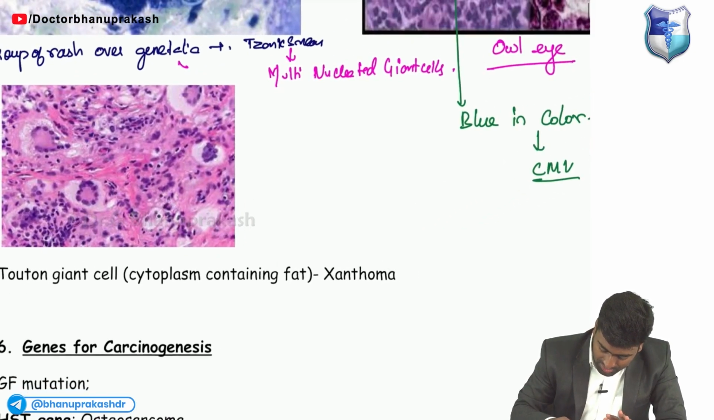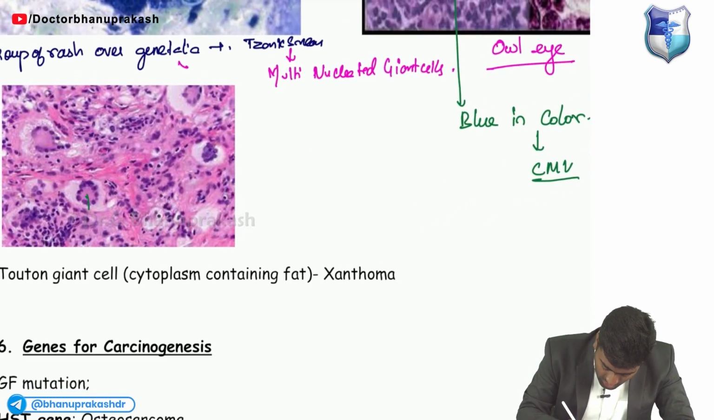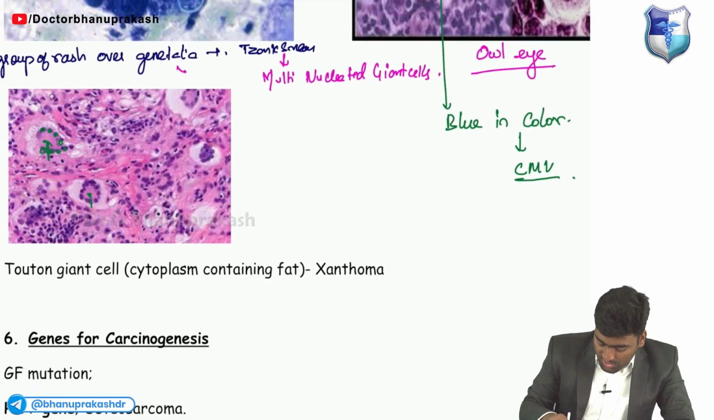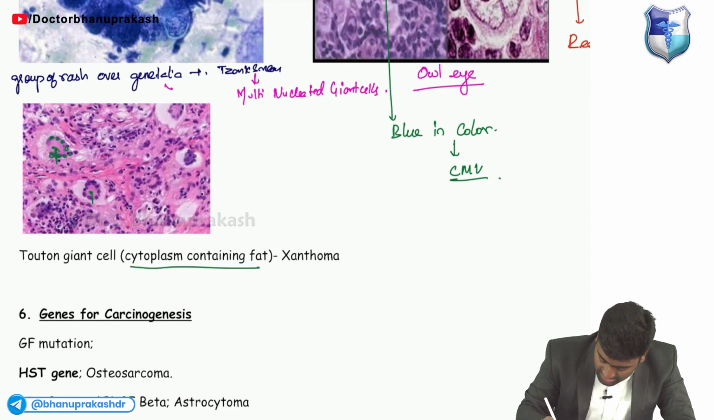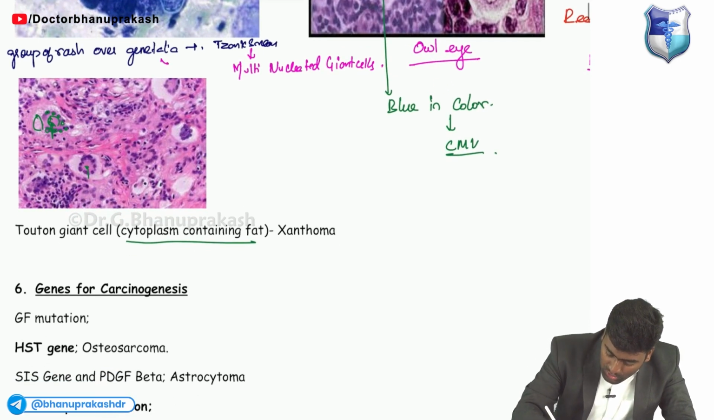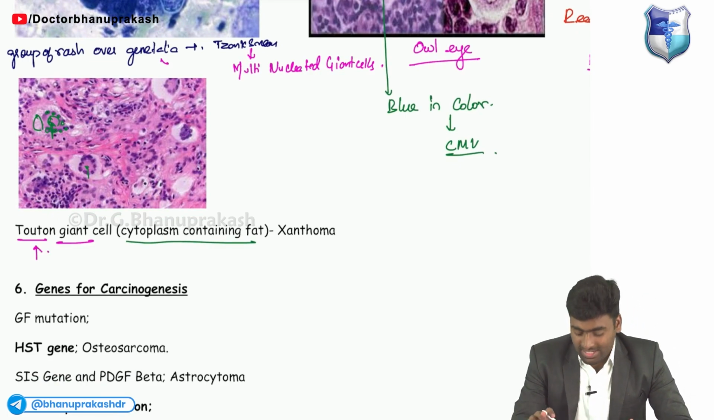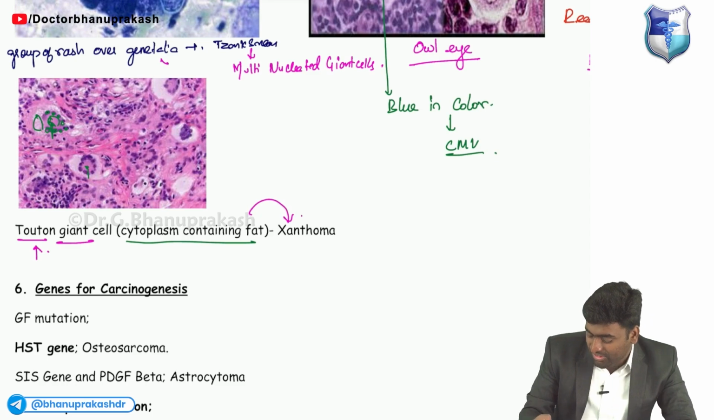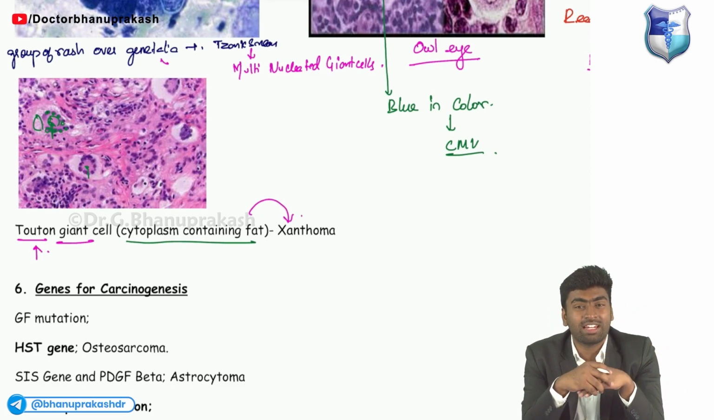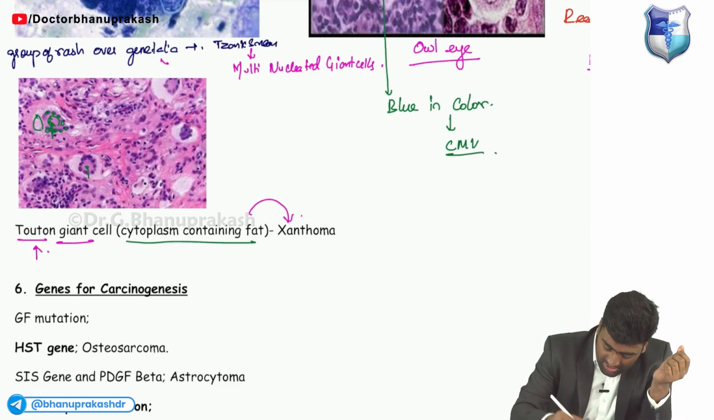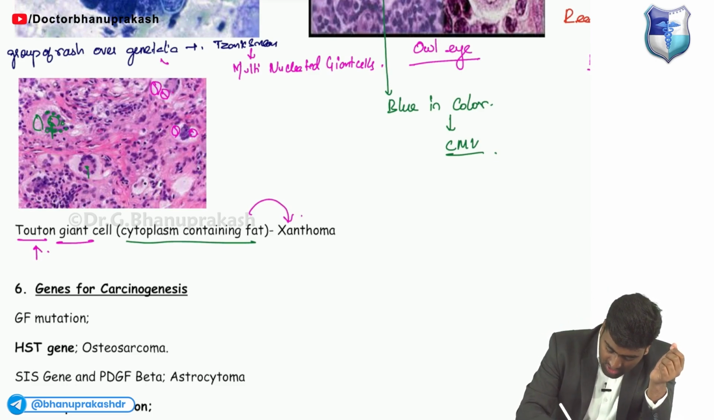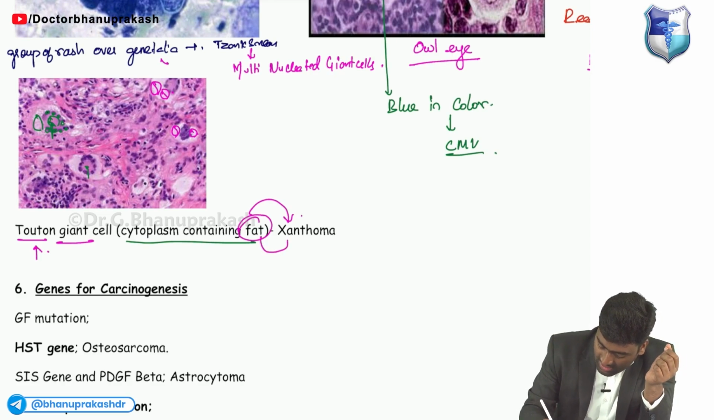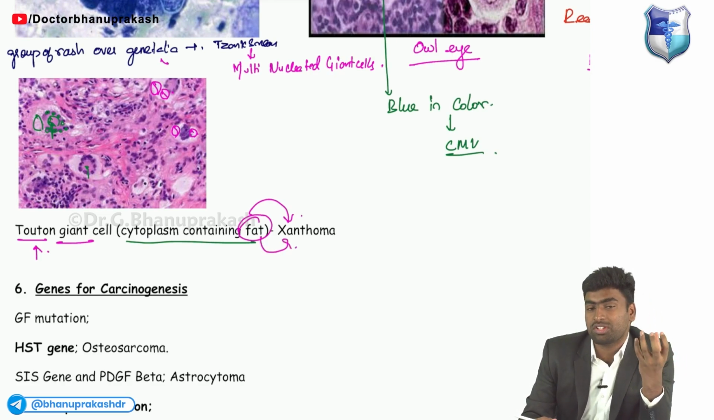Next one, if you are able to see this type of giant cells, where there are large vacuoles and surrounding giant cells, a cytoplasm which contains large amounts of fat and materials inside, it is known as Touton giant cells. This type of Touton giant cell is most commonly and classically seen in a case of xanthoma. So Touton giant cells will be seen in xanthoma. Just remember, if you are able to see this type of collection of fat, it is xanthomas causing this type of giant cell known as Touton giant cells.